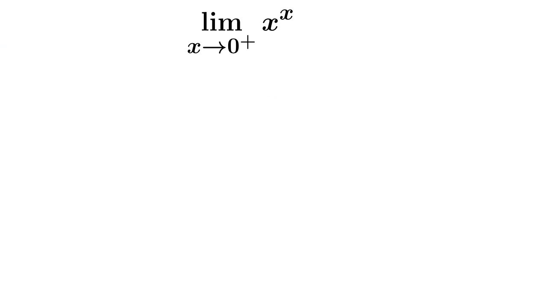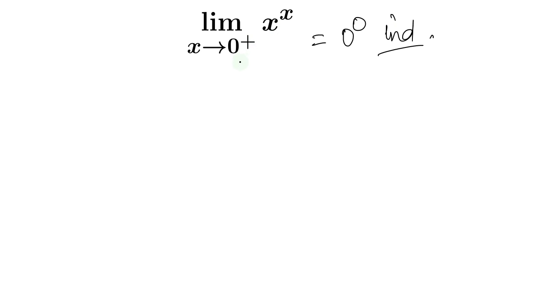Okay, so let's evaluate this one here, guys. So x to the x, right? So let's say here, applying this one, 0 from the right, we're going to have 0 to the 0. This is the type of indetermination, right?